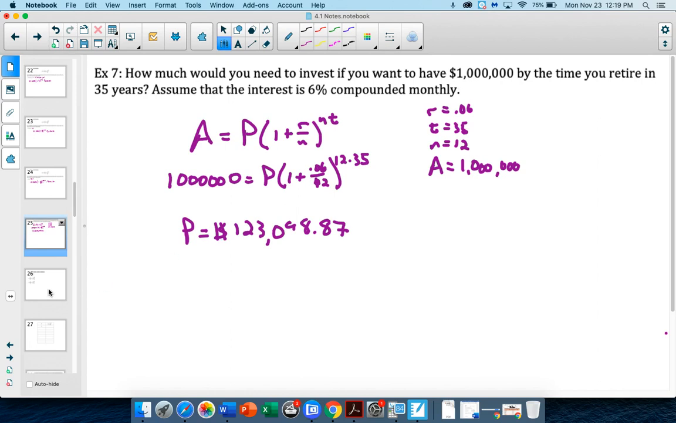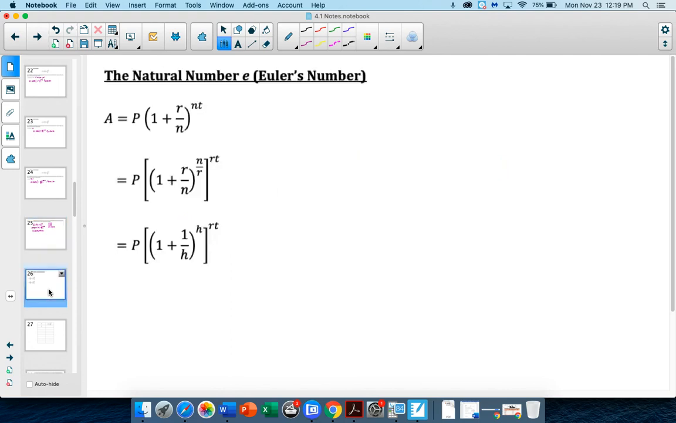Okay, so the final part of this lesson is to look at the number e. Okay, it's called the natural number or Euler's number. This name, Leonhard Euler. Okay, it's not pronounced Euler, this is pronounced Euler. He was a famous mathematician.